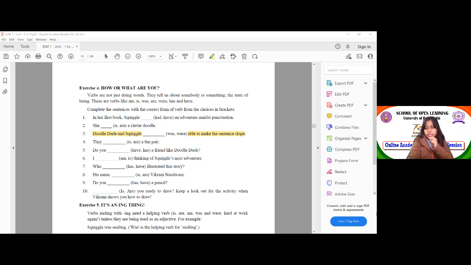Forked is an adjective, I said. Okay, now concentrate on this. Doodle, Dude, and Squiggle Dash were able to make the sentence slow.